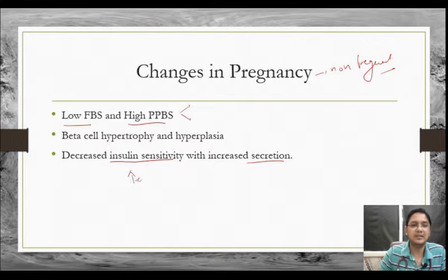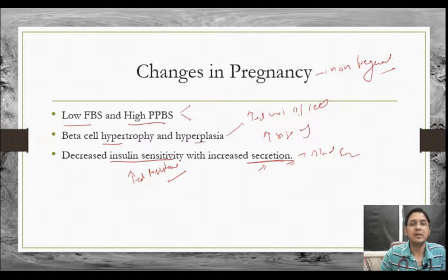Decreased sensitivity means increased insulin resistance, and to overcome this, the body has to increase the secretion to maintain the blood sugar at an optimum level. And once the body is increasing the secretion, meaning the function is increasing, there is beta cell hypertrophy with hyperplasia, meaning there is an increased number of beta cells as well as increased size of beta cells. So there is increased size and number both. So these are the three common changes we see in a pregnant female that make them different from the non-pregnant state.